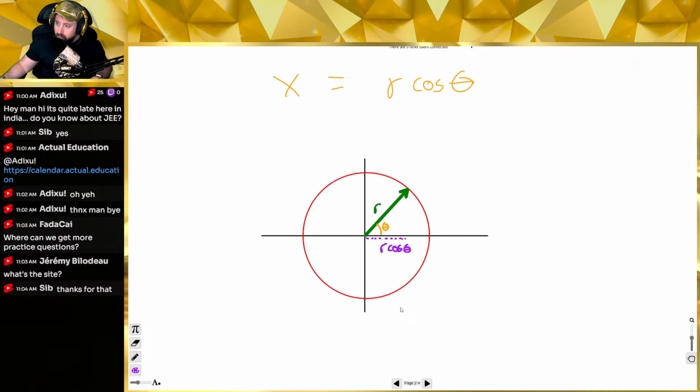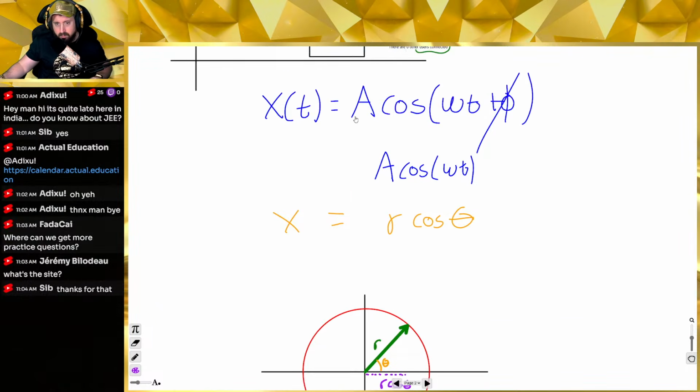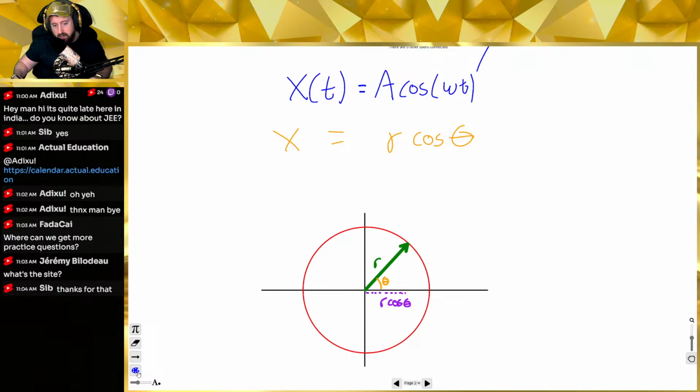Okay. So it so happens, in the same way that the position of something will look like A cosine omega t as it oscillates forwards and backwards from some equilibrium point, if you were to take a point on a circle and rotate it around at some theta that keeps changing, the x coordinate would also look like simple harmonic motion, which is really cool.